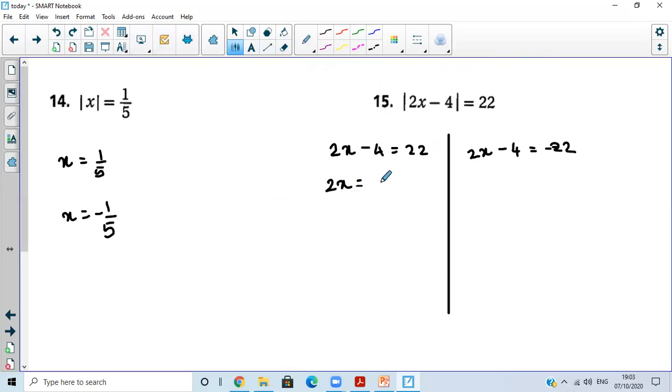Keep 2x on this side, move the 4 to the other, so that will become 22 plus 4. 2x is going to be equal to 26. x is going to be equal to 26 divided by 2. x is equal to 13.